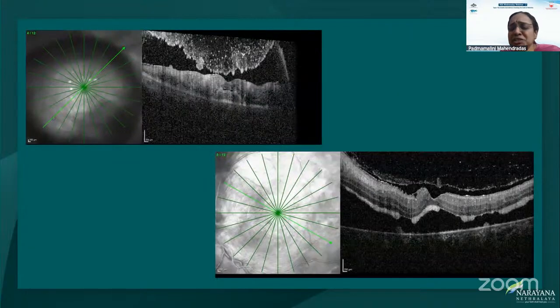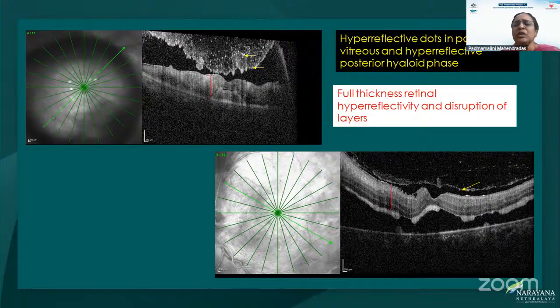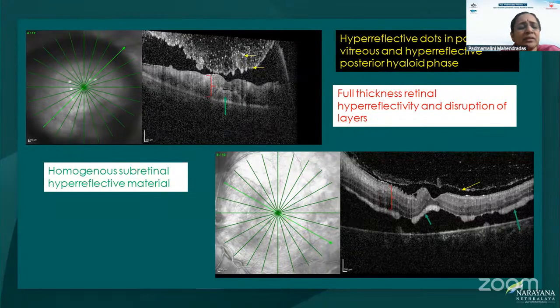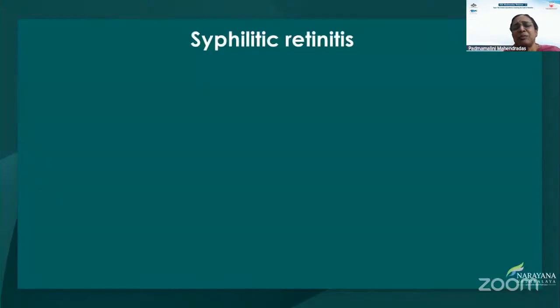The OCT shows hyperreflective dots in the posterior vitreous cavity. Full thickness retinal hyperreflectivity with disruption of the layers. Homogeneous subretinal hyperreflective material is also seen associated with serous detachment.